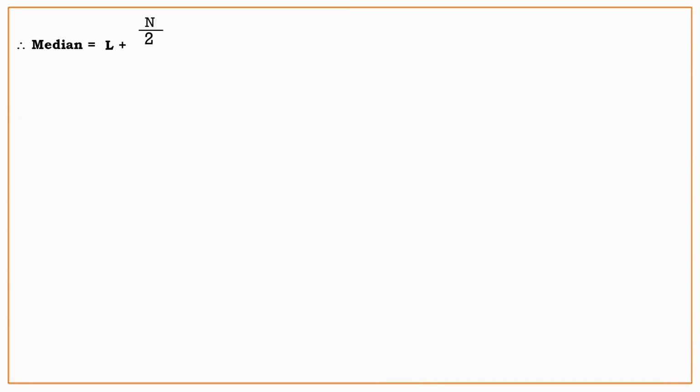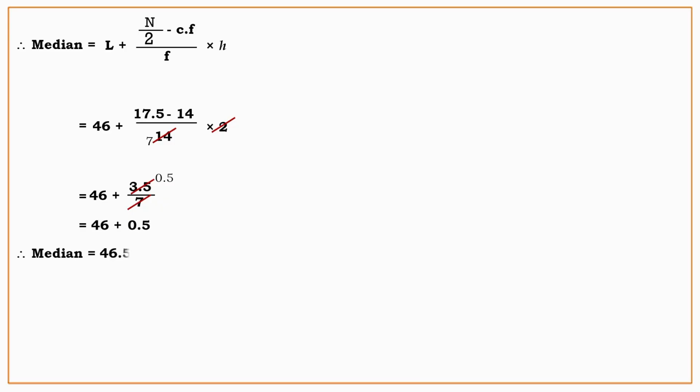Now median is L plus n by 2 minus CF by F into H. Now put everything in the formula. What we got? 46 plus 0.5. So hence we can easily prove that whatever we got from the graph, and by using the formula, we are getting the same thing, right?